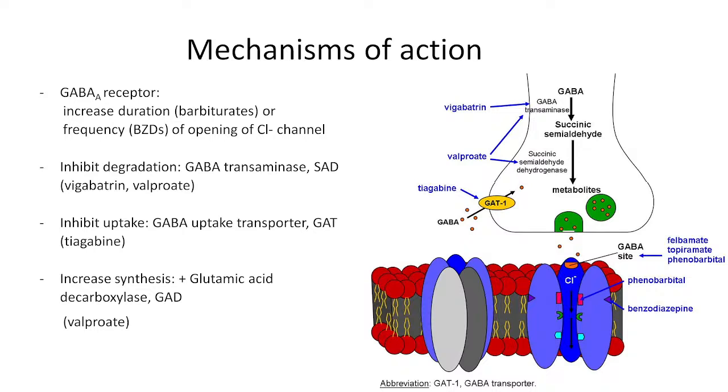So on the GABA receptor, you have barbiturates which increase duration of opening of chloride channel. You have benzodiazepines which increase frequency of opening of chloride channels. Then you have GABA transaminase and succinic semialdehyde dehydrogenase inhibitors. So these are vigabatrin and valproate. Then there is tiagabine, which inhibits the reuptake through the GABA uptake transporter, simply called GAT. Then there is also stimulation of an enzyme called glutamic acid decarboxylase, or GAD enzyme, which increases the synthesis of GABA. So here also valproate is there. So these are two very important mechanisms, sodium channel and GABA.